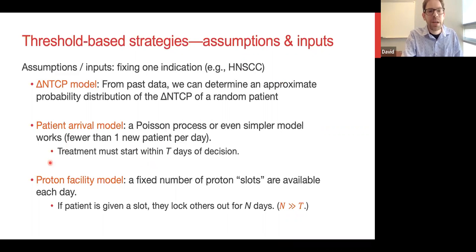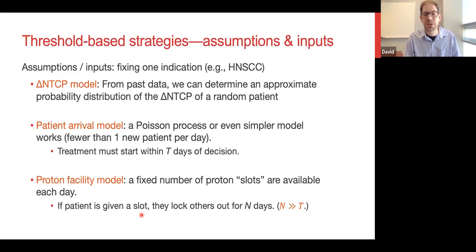so it is very easy to come up with these numbers. And then finally, we need some model for the proton facility. What we were doing here is we basically just assume that we have a fixed number of proton slots, like a fixed number of appointments available for patients. And the simplest thing to do is to assume that once a patient is given a slot, once they are assigned to proton therapy, remember that means they'll receive all of their fractions with protons. Therefore, they lock others out for that many days.